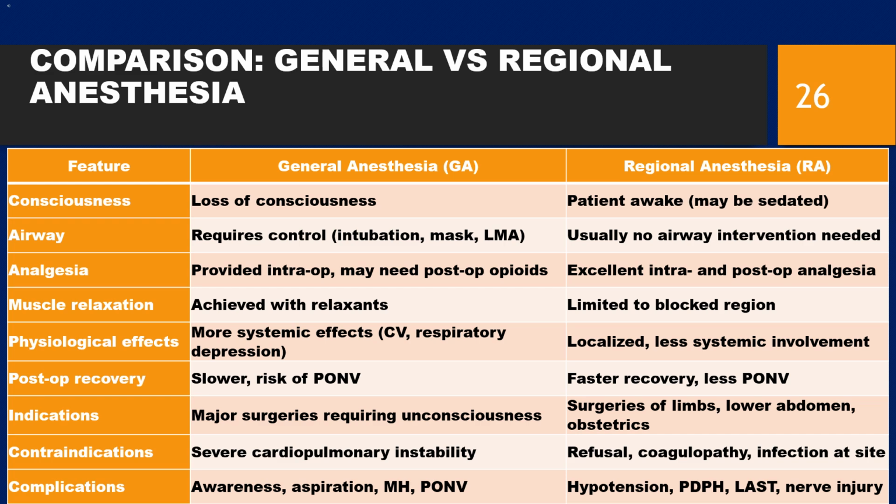Complications. 1. General anesthesia (GA) potential complications include awareness, aspiration, malignant hyperthermia (MH), and postoperative nausea and vomiting (PONV). 2. Regional anesthesia (RA) possible complications include hypotension, post-dural puncture headache (PDPH), local anesthetic systemic toxicity (LAST), and nerve injury.